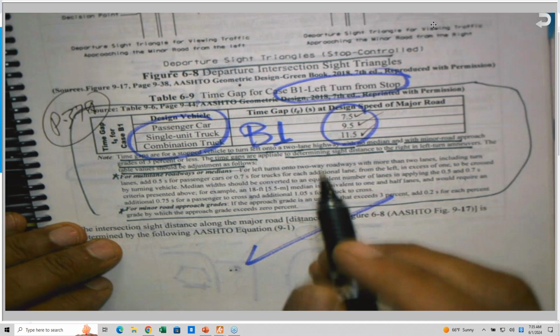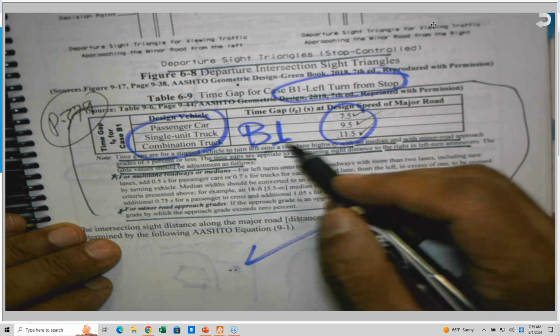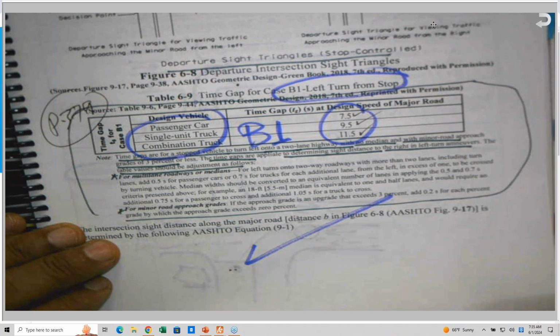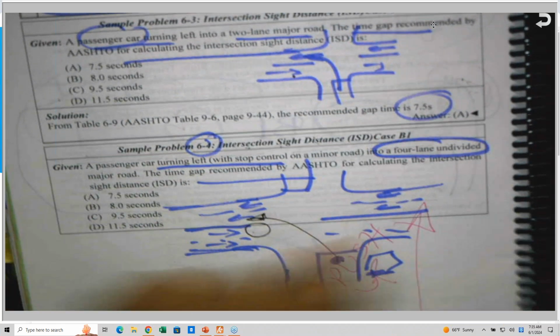And this is the equation that they came up with. This is the time gap, T sub G, for passenger car, single unit truck, and combination truck, with all the adjustments for the additional lane or the effect of the grade. And after that, we solve. This is the equation, by the way: 1.47 V major T sub G. This is equation 9-1. I talked about all these problems and we'll solve them, so please go over these problems.